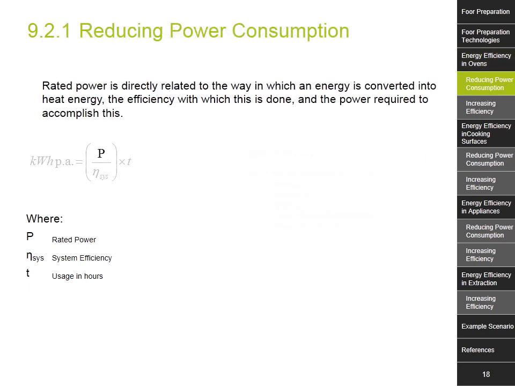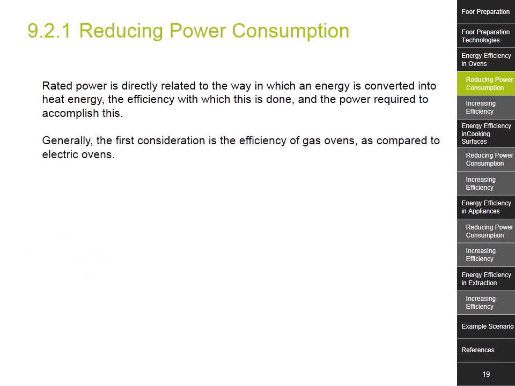Firstly, to reduce the power consumption of the appliance, it must be understood that rated power is directly related to the way in which energy is converted into heat energy, the efficiency with which this is done, and the power required to accomplish this. Generally, the first consideration is the efficiency of gas ovens, as compared to that of electric ovens.